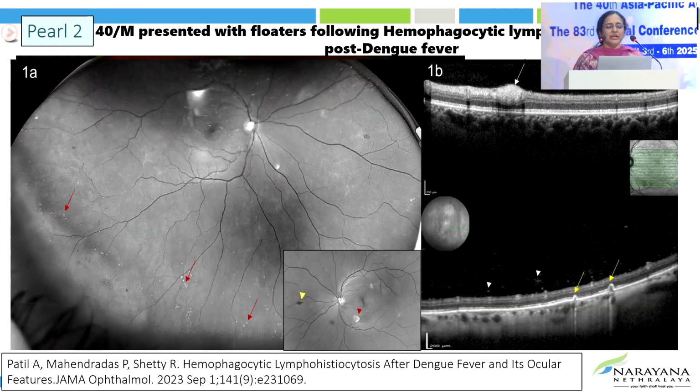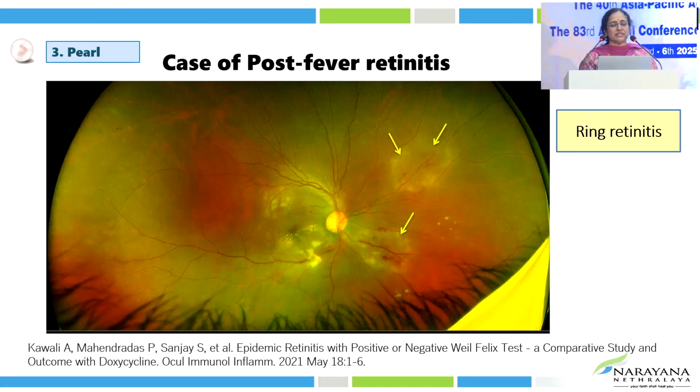Here, when you do infrared autofluorescence, we could see hyperreflectivity on OCT corresponding to the areas of the cotton wool spots, whereas the peripheral whitish lesions are seen as focal aggregations in the RPE layer. So these again could be an imaging biomarker to suspect HLH. It can be due to any infection. We have seen it in dengue and also in post-COVID infections.